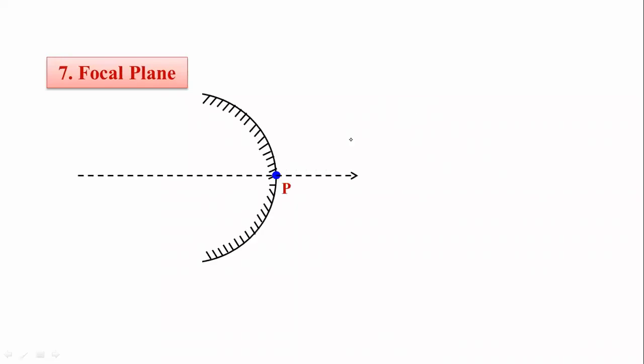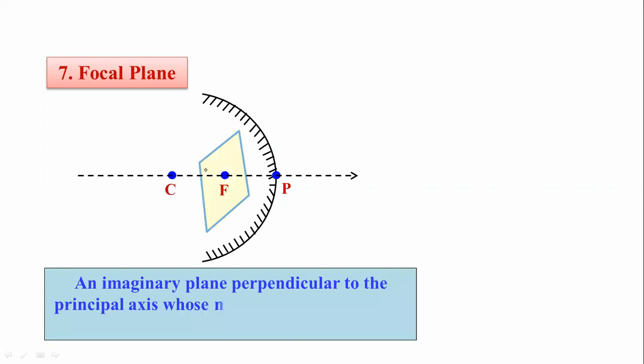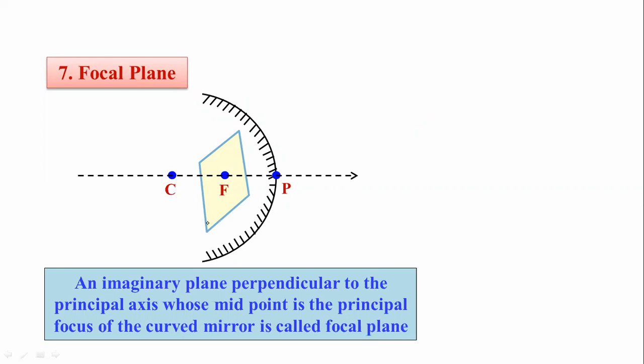Yeah, this is very easy. As you know, this is a pole and this is a principal focus and center of curvature, the principal axis. So an imaginary line, you can observe here, it is an imaginary line or imaginary plane perpendicular to the principal axis, whose midpoint is the principal focus of the curved mirror, is called the focal plane. Okay. See, an imaginary plane. They imagine it, so it may look like this. To the principal axis. This is the principal axis. Whose midpoint is the principal focus.